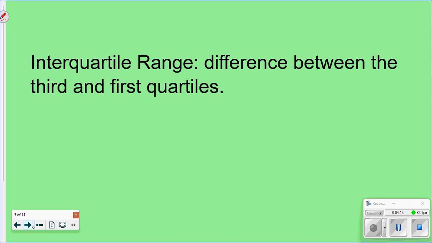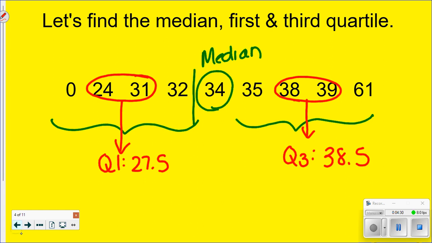My next vocabulary word is called interquartile range, and it's the difference between the third and first quartiles. So interquartile range basically means after you find your quartiles, you find the difference. So if I go back here and look at my quartile 3 and my quartile 1, the interquartile range is taking these two things and subtracting them.